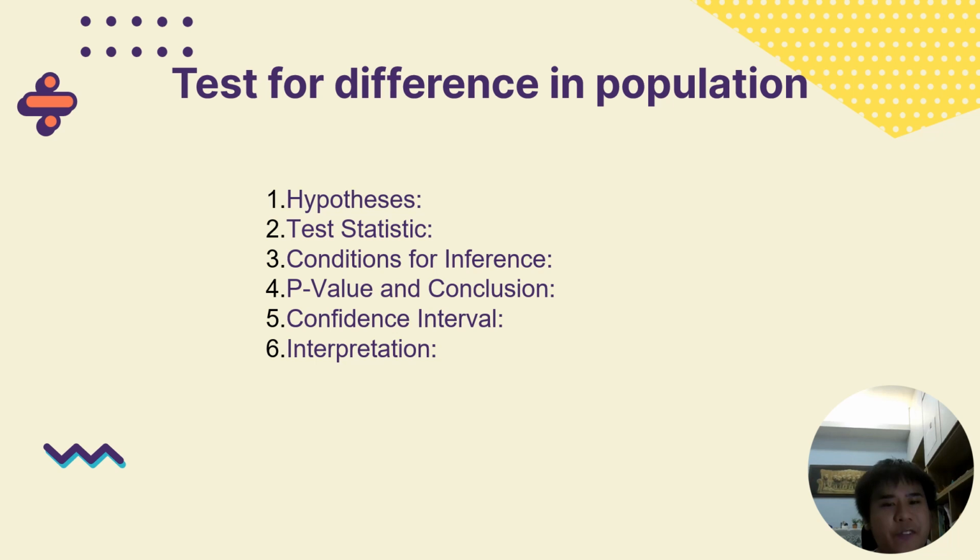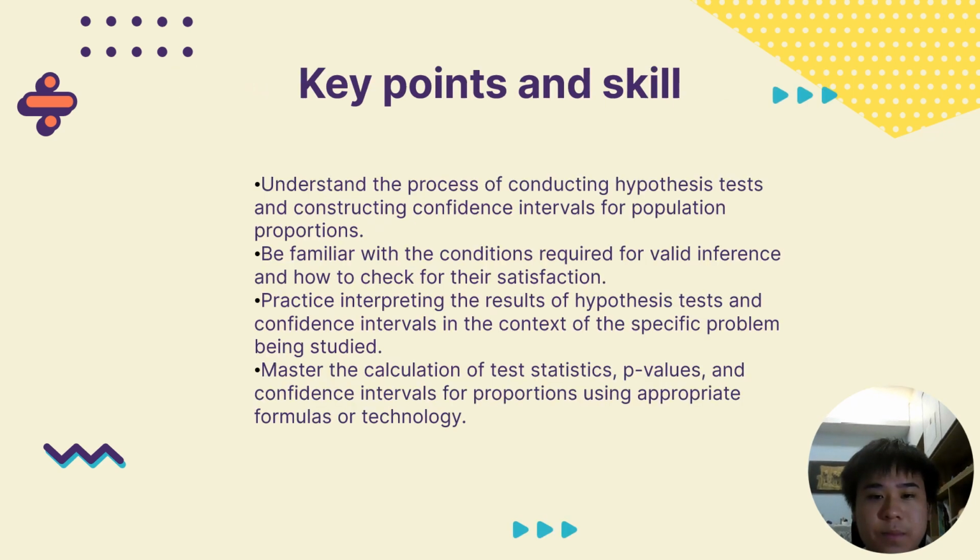Next, let's talk about confidence interval. A confidence interval for a difference in population proportion can be constructed to estimate the range of plausible values for the true difference. Last but not least, interpretation. You interpret the results in the context of the problem to draw conclusions about the difference in proportion between the two populations. That's briefly how you're supposed to test for the difference in population.